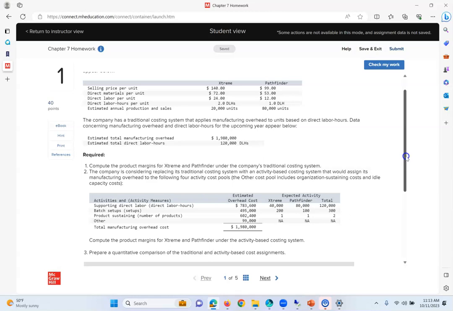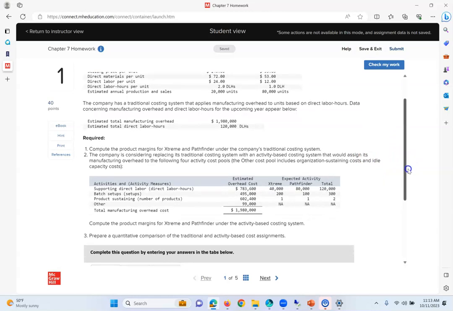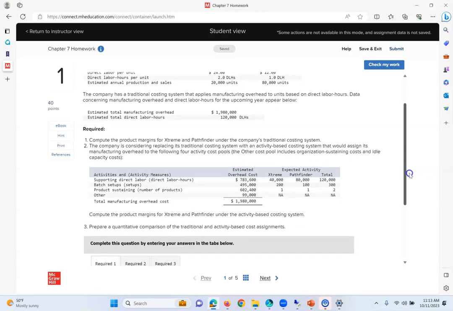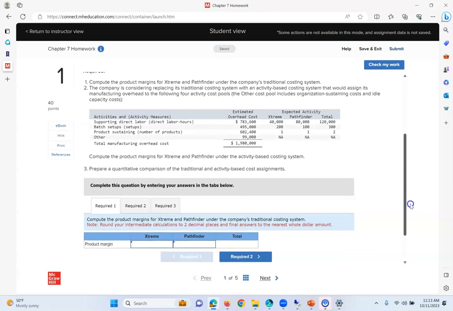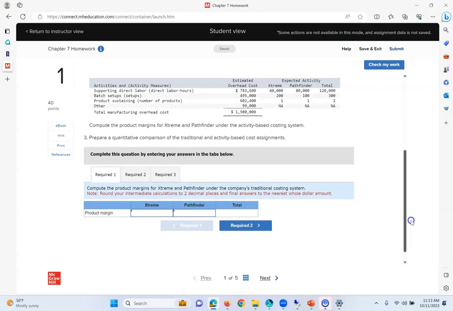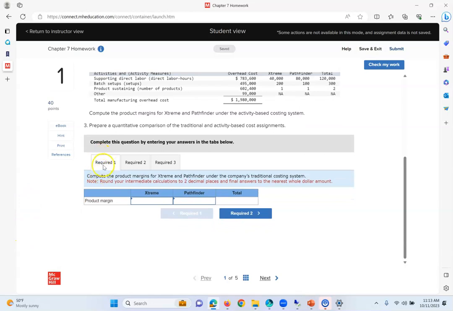And the company is considering replacing its traditional costing system with an activity-based system that could assign its manufacturing overhead to the following 4 activity cost pools. And we see there the estimated overhead costs: batch setups, product sustaining, and other. The other cost pool includes organization sustaining costs and capacity costs. So we would compute the product margins under each system. The first thing we're going to do is compute the product margins for Extreme and Pathfinder under the traditional system.